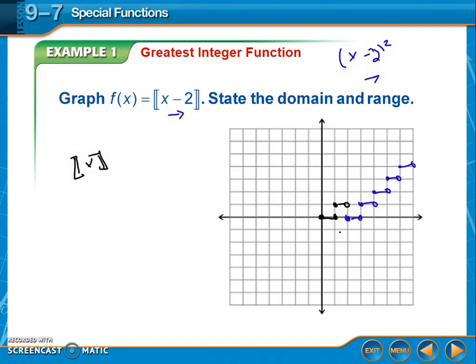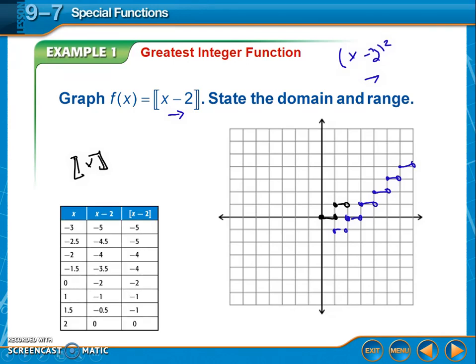Okay, and you would continue it down as well. You could also do this by looking at a table of values. So if you wanted to try and put in some values, you would see that it works. So like for negative 3, we would get negative 5. So if you put negative 3 into this, negative 3 minus 2, you're going to get this greatest integer thing of negative 5. So at negative 3, our graph would be down at -5.